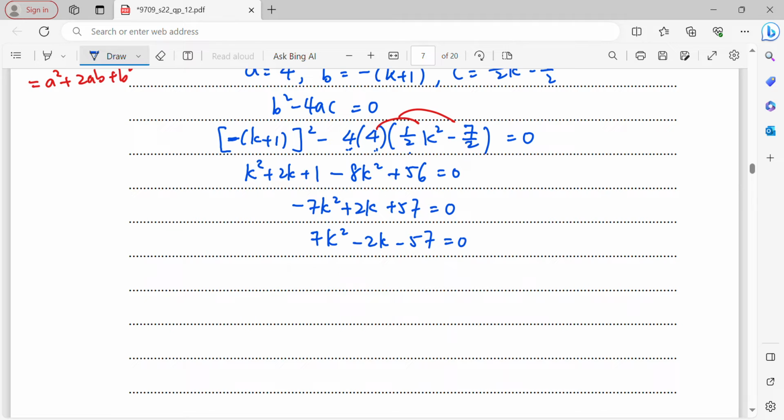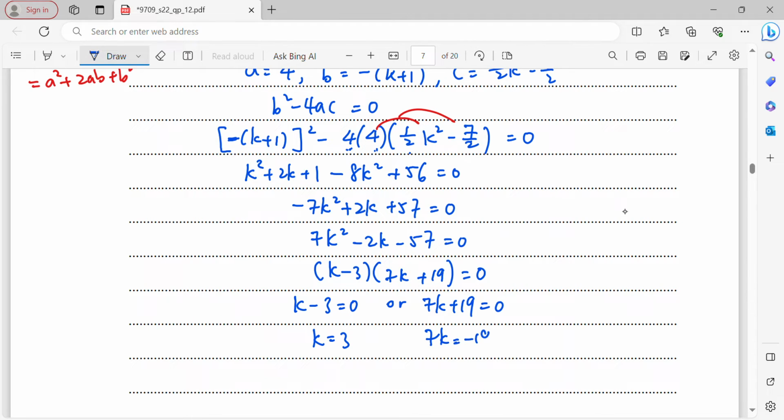So when I factorize, it will be k minus 3 and 7k plus 19, that equals to 0. So now either k minus 3 equals to 0, or 7k plus 19 equals to 0, because we need to get product of two terms equals to 0 means one of the terms must be 0. Which means now the k is 3, or 7k is negative 19, which means k equals to negative 19 over 7.